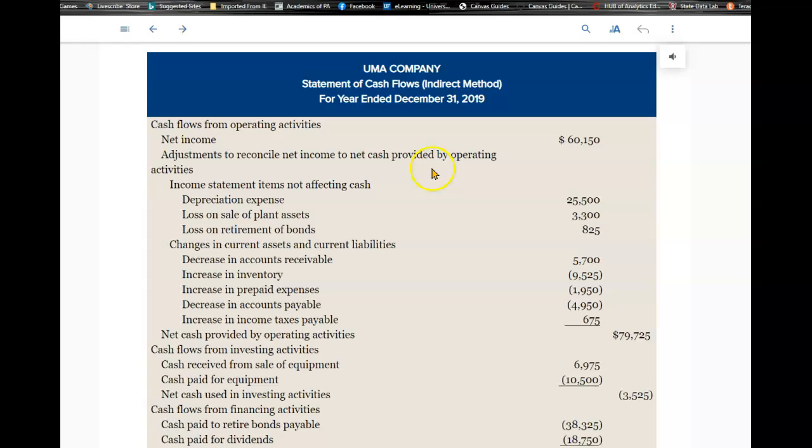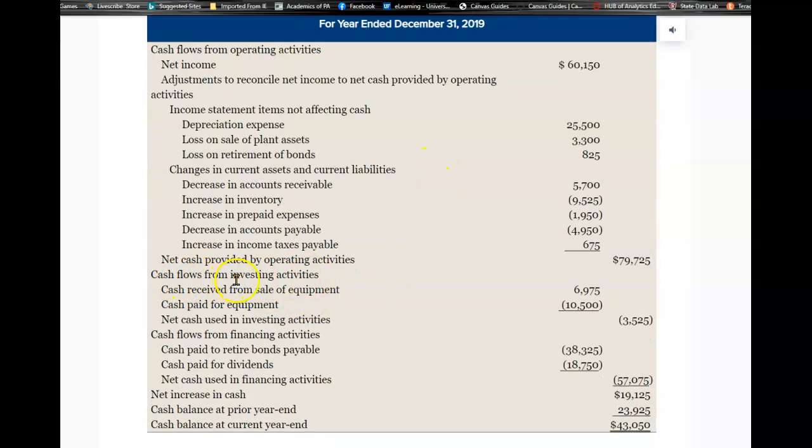All right, so here's our indirect method, and we look at the cash flows for investing activities, and we see we have the cash received from the sale of equipment, $6,975, and then we have cash paid for equipment of $10,500. And so we have the net cash used in investing activities is a used amount, $3,525. So far we've got our net cash provided by operating activities. We gained $79,725 in cash. We used $3,525 in cash for investing activities.